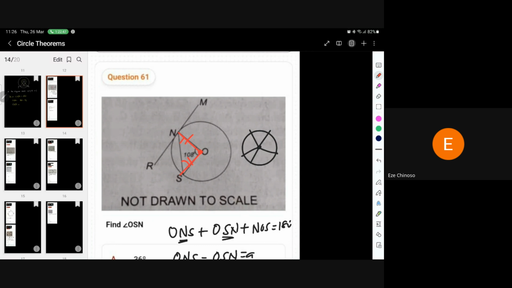So it now becomes 180. If here is equal to here, it means that 108 plus these two angles is equal to 180. So 180 minus 108, divided by 2, will give you what each of them is, because they are equal. Do you get it now? All right, good.